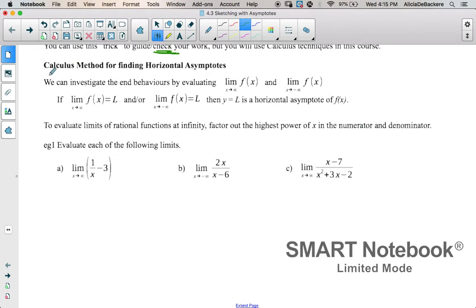All right, so now we're going to talk about the calculus method. Now that I know that shortcut to check my work, what's the actual math behind that shortcut? We're going to investigate the end behaviors by looking at the limit of the function as x approaches positive infinity and the limit of the function as x approaches negative infinity. This reminds us of writing end behavior in advanced functions. We would write, as x approaches positive infinity, what does y approach? And now we use limit notation. This is a more sophisticated way to do it.